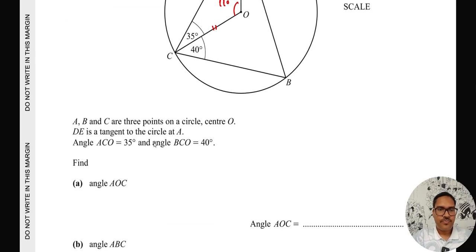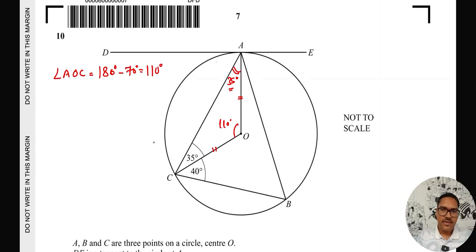Now the next part, angle ABC. How will you find angle ABC? You can see here this is the chord AC, and this arc AC is subtending angle 110 degrees at the center. The same arc or same chord will subtend half of this at the circumference. That is the property of circle.